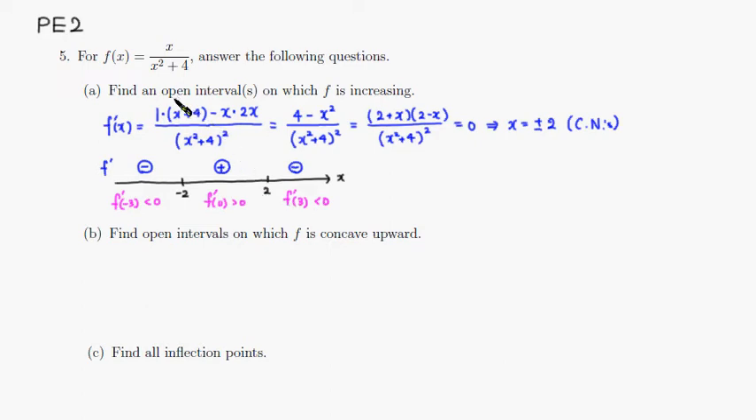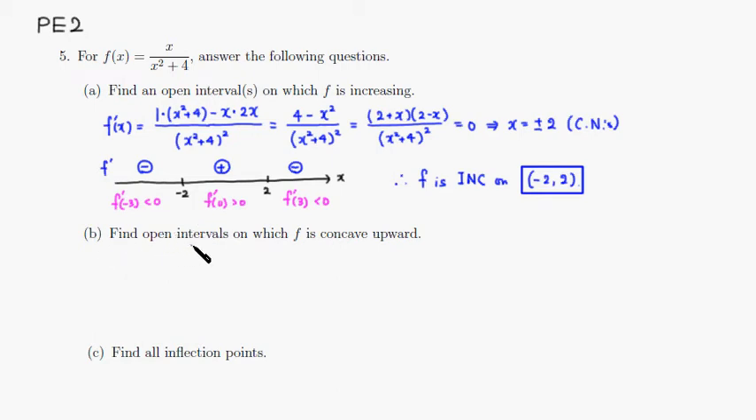Since they are looking for an open interval, therefore we have f is increasing on the open interval from negative 2 to positive 2. That's the answer for part A. How about part B?